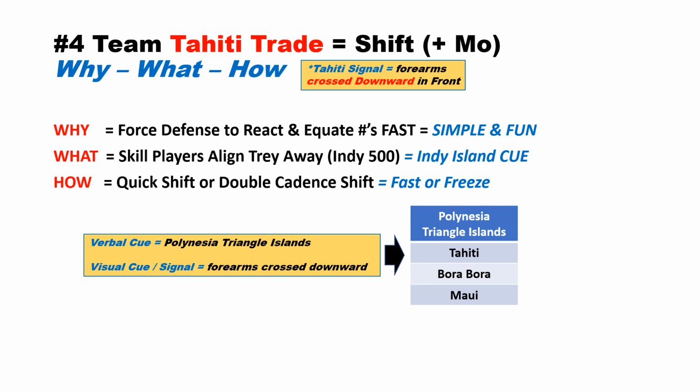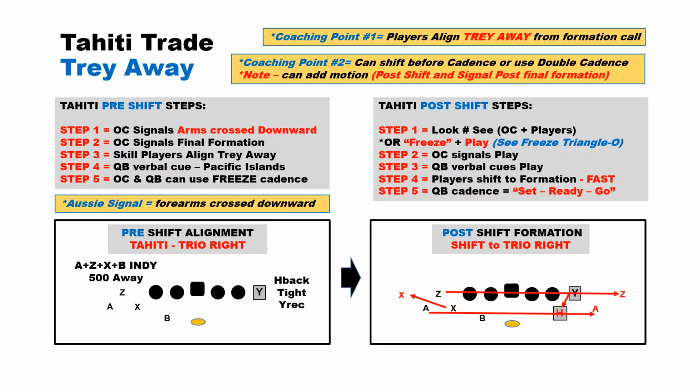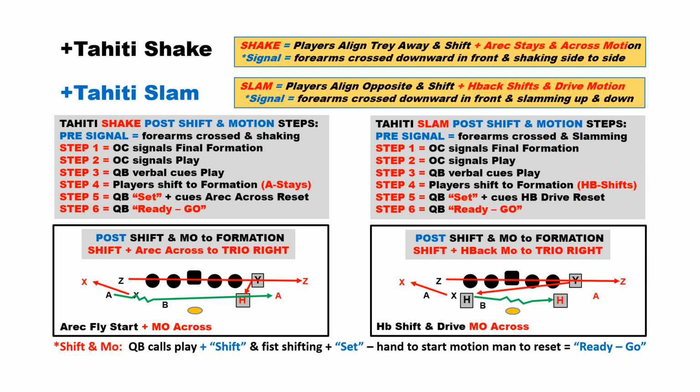Last team shift in motion is what we call Tahiti trade, where we're going to go from a 3x1 bunch away and be able to shift into any formation in the system. So here you see it, we're in a tray left, and we can shift here to a 3x1 to the right. Last, you can add the motion like before with the shake by the A receiver coming across after the shift and the slam by the H-back. You can see now we've taken something very complex you're seeing on Saturdays and Sundays and simplified it so you can use it at the high school level.